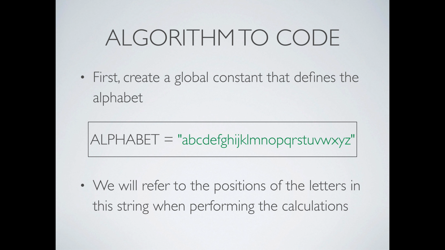Then, in our code, to figure out the positions of where a letter is in the alphabet, we're going to refer to the positions of these letters in this string. So we've made this string and stored it into this variable called alphabet, this global constant. Whenever we're trying to figure out where in the alphabet a letter is, we'll just look up its position, or its index, in this string.